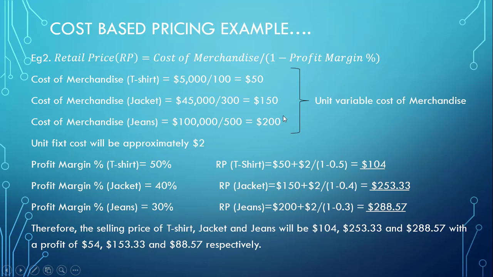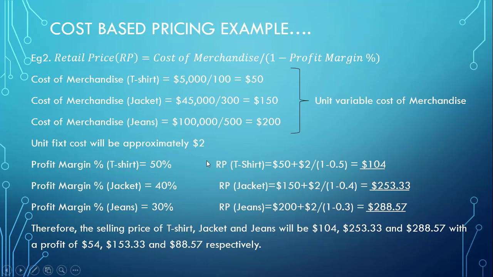So this is the unit variable cost of merchandise, but you need to know the fixed costs, because when you calculate cost of merchandise, we mean the total unit cost of merchandise. The unit fixed cost will be approximately $2. It is about 1.6 something, but let's make it 2 for calculation and discussion purposes. So the unit fixed cost will be $2. The profit margin is shown as usual, 50%, 40%, and 30%.